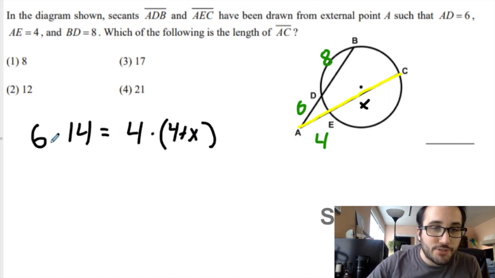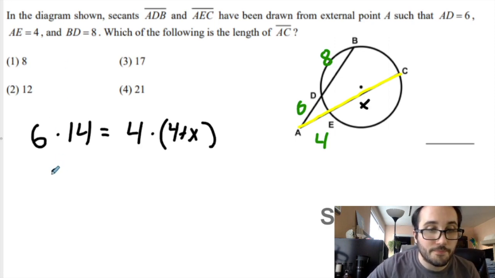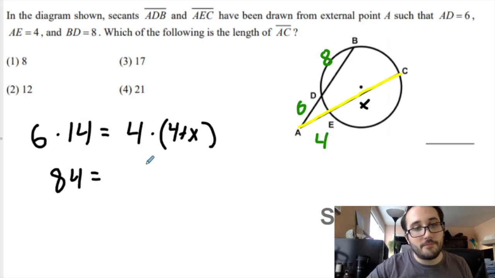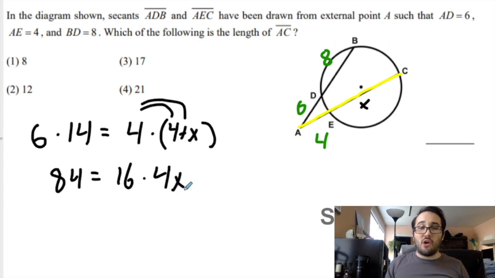So 14 times 6, I'm going to use my calculator just to double check. 14 times 6 is 84. Then we can distribute the 4. Now it's just solving for x.